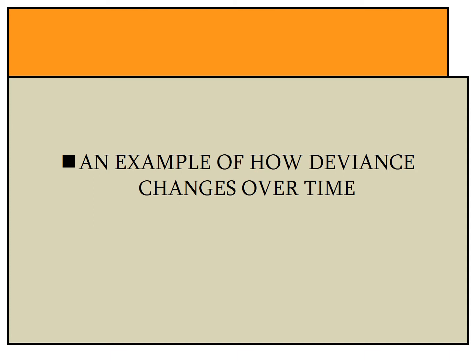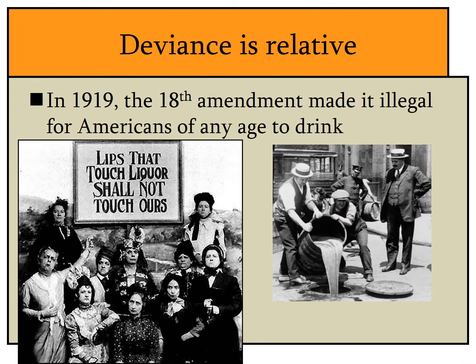All right, now let's talk about a couple of examples here of how deviance changes over time. And again, this goes back into deviance being relative. So remember we said here that what is considered wrong today may not be considered wrong tomorrow and vice versa.